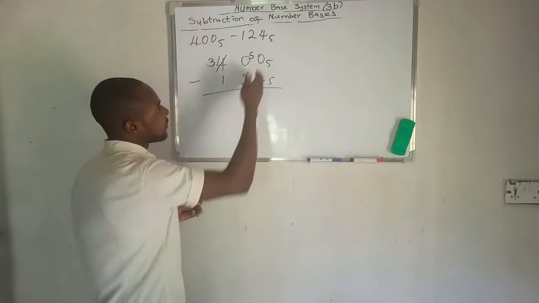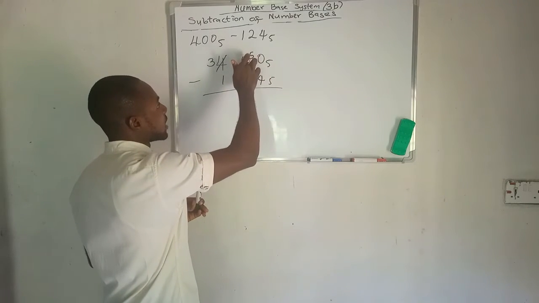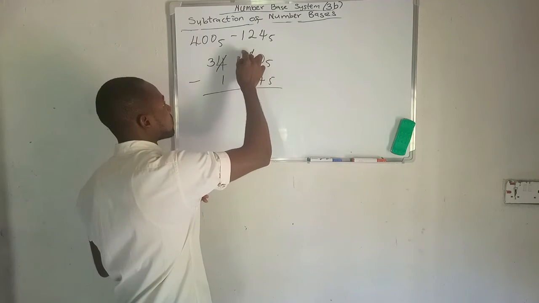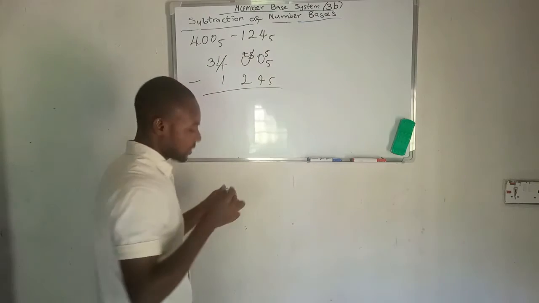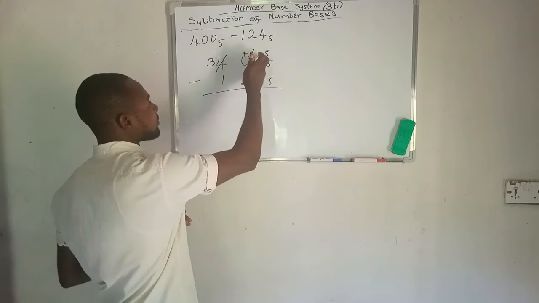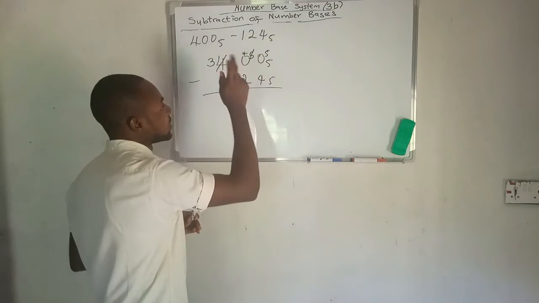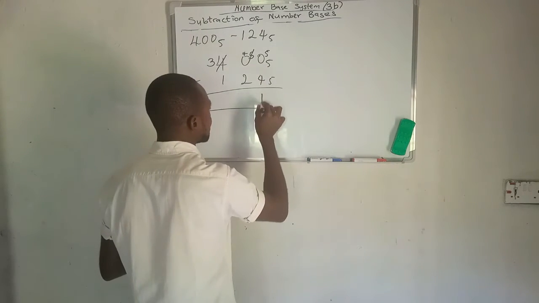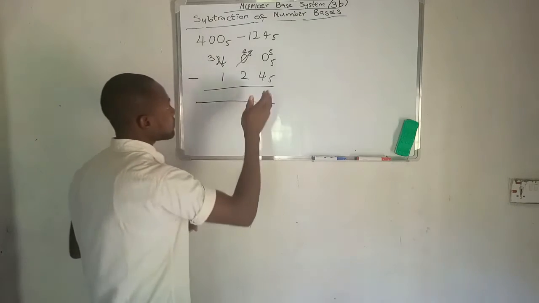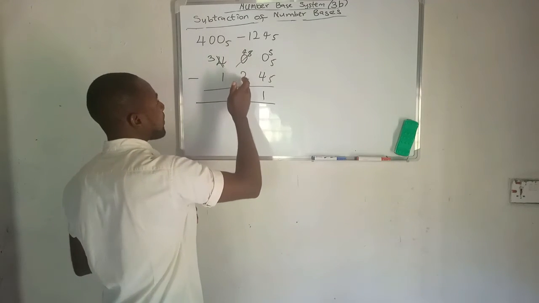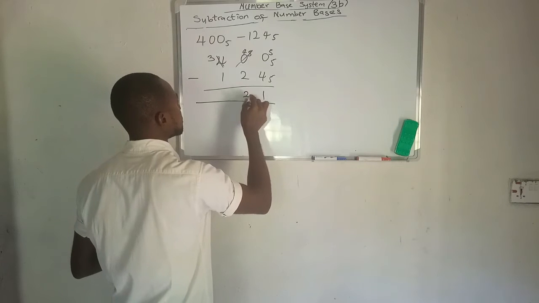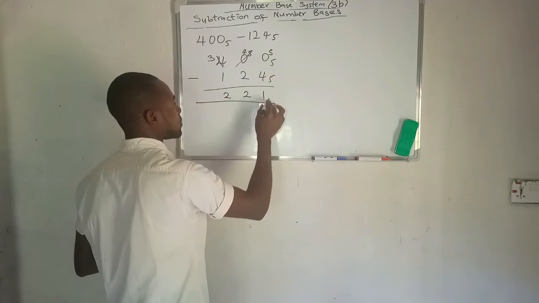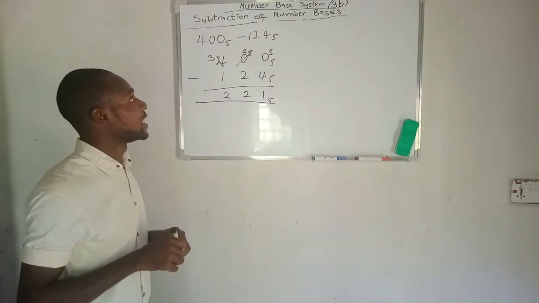and then we have not satisfied this place, so we'll have to take from here again. When we take from this place again, we'll have 4, and then we put it here, which is 5. So we have 5 plus 0, which is 5 here, and then we have 5 minus 4, which is 1. And then we will have 4 minus 2, which is 2, and then we'll have 3 minus 1, which is 2. So this is 221 base 5.